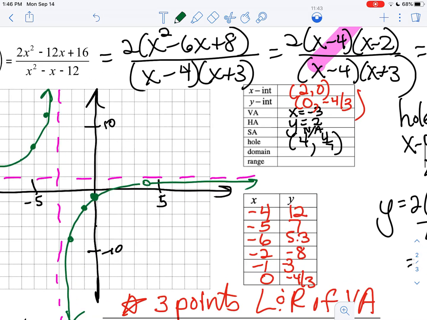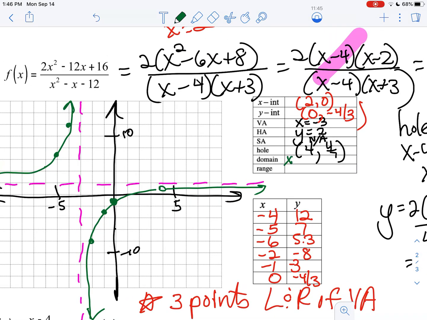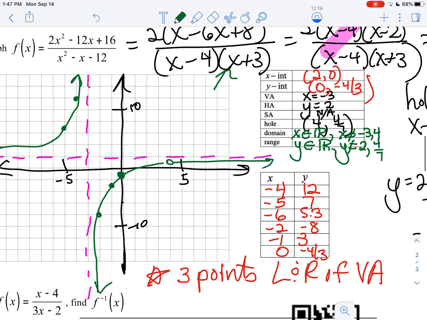All right, now I like to do my domain and range when I'm done. So x is an element of the set of real numbers such that x does not equal -3 and it doesn't equal 4. It doesn't equal -3 because that's a vertical asymptote. And it doesn't equal 4 because that's a hole. And you can get that restriction right here in the original problem. Then the range, y does not equal 2, but it also never equals 4/7. All right, good job, good job, good job.